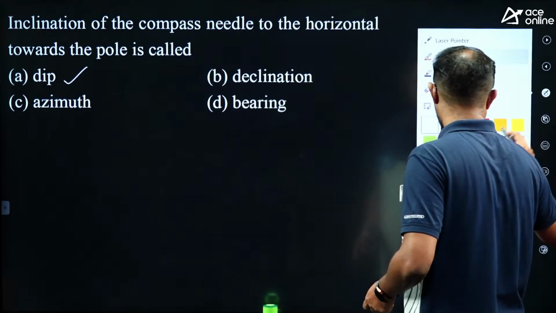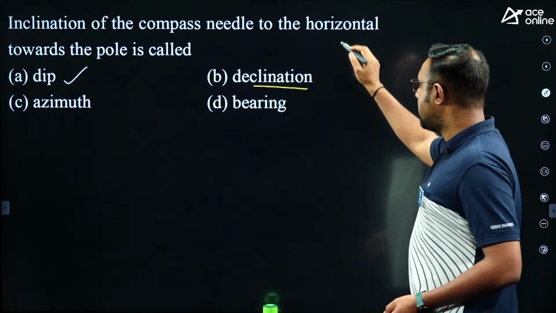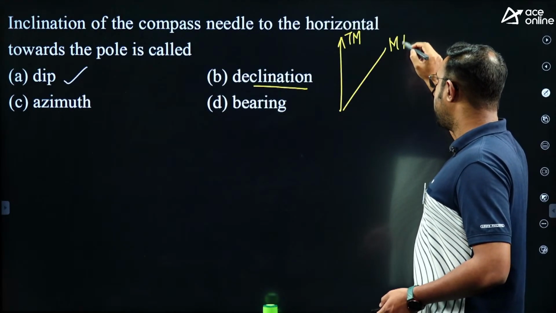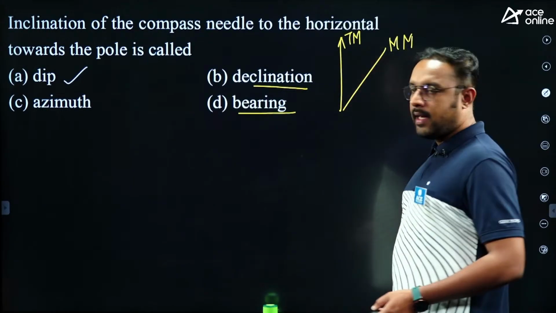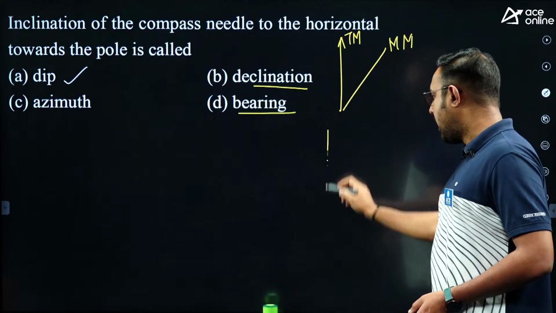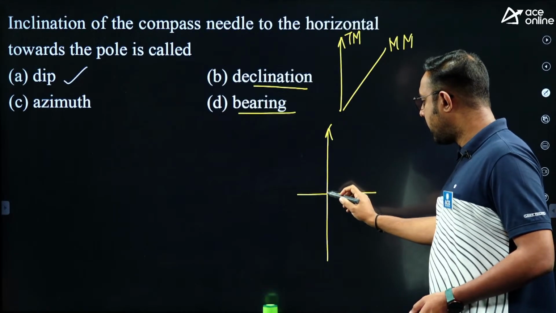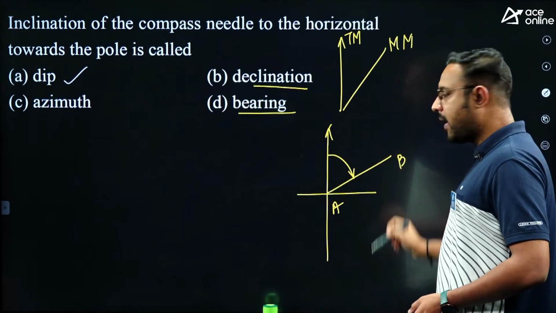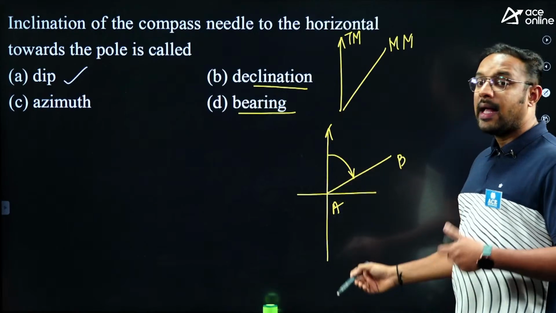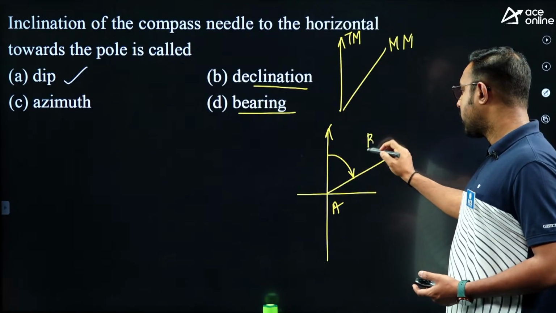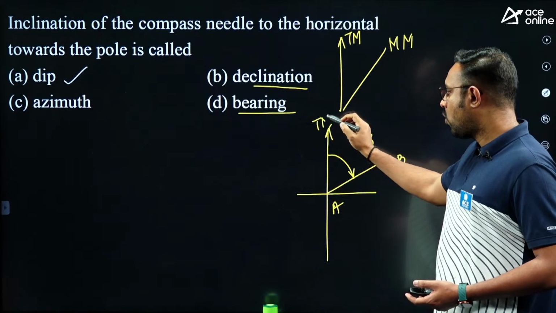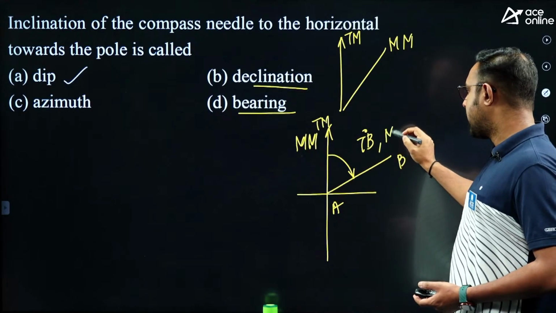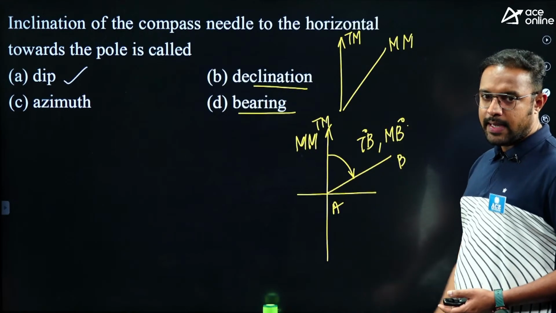Now what is declination? Declination we already discussed. Declination is the angle between the true meridian as well as the magnetic meridian. Now what do you mean by bearing? Bearing is nothing but the angle a line makes with the reference meridian. If this is a reference meridian, and you are having a line AB here, the angle between the meridian and the line is what we call the bearing of the line. If this is my true meridian, I call it true bearing. If this is my magnetic meridian, I call it magnetic bearing of the line.